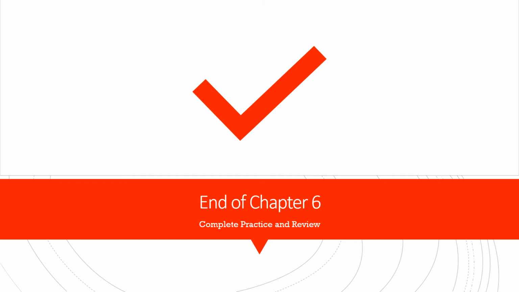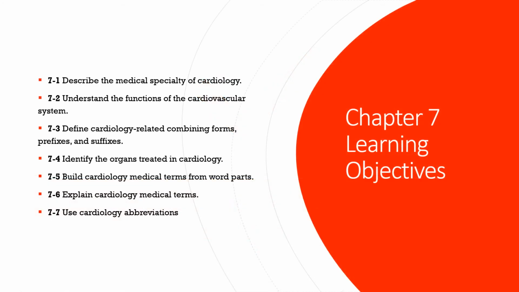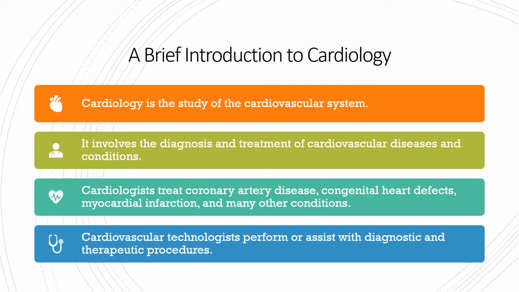And then we're going to move on to Chapter 7. Chapter 7 covers cardiology and the cardiovascular system. So your learning objectives for Chapter 7 are to describe the medical specialty of cardiology, understand the functions of the cardiovascular system, define cardiology-related combining forms, prefixes, and suffixes. Identify the organs treated in cardiology, build cardiology medical terms from word parts, explain cardiology medical terms, and also to use cardiology abbreviations.